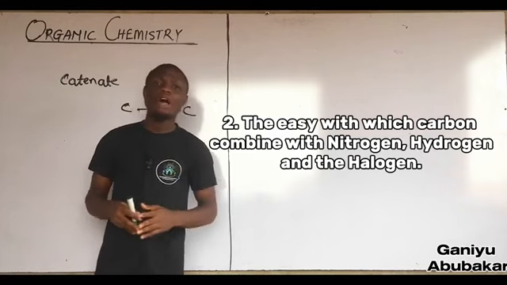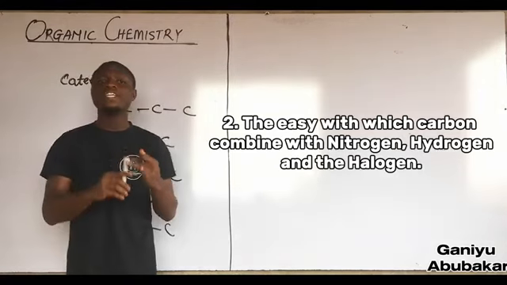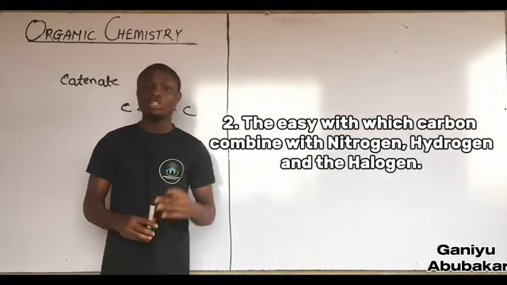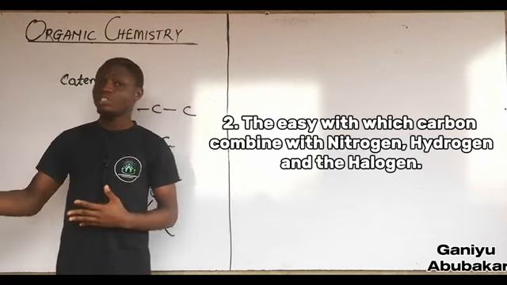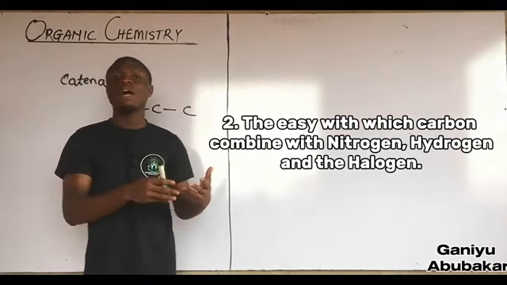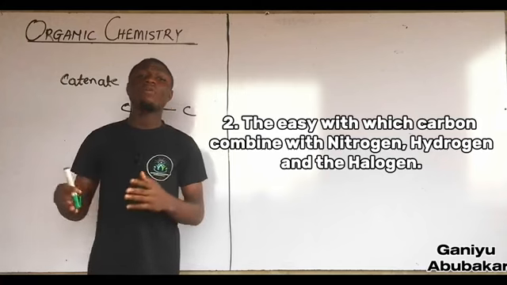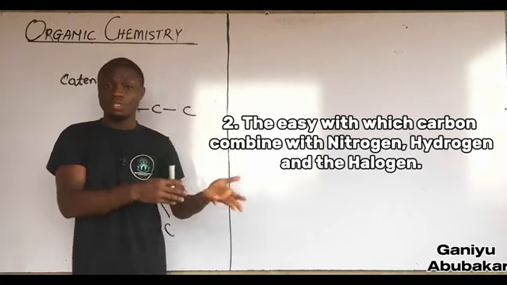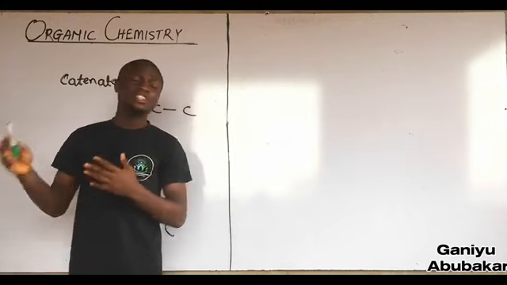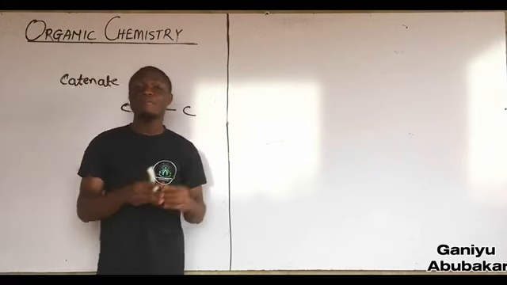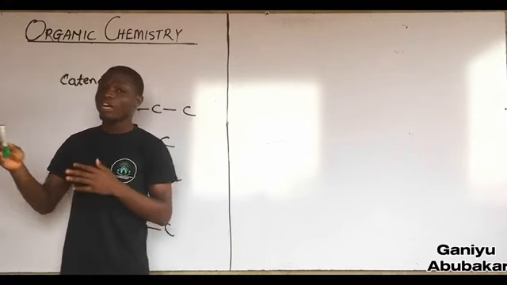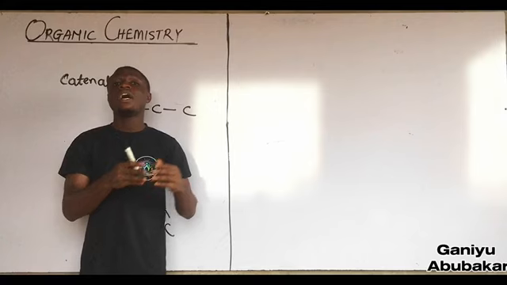The second reason why we consider carbon as the major element in organic chemistry is the ease with which carbon combines with nitrogen, hydrogen, and the halogens. So carbon can easily combine with nitrogen, carbon can easily combine with hydrogen, carbon can easily combine with the halogens.